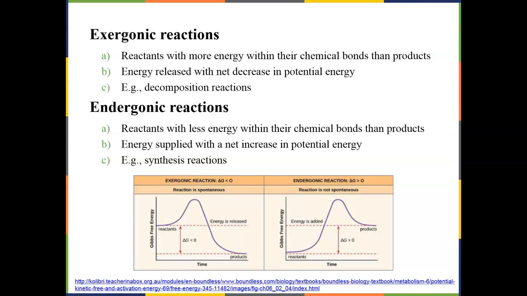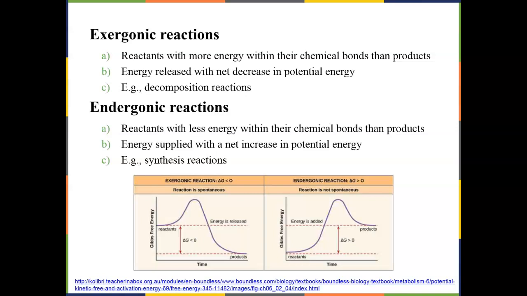What is an exergonic reaction then? An exergonic reaction is a reaction where reactants have more energy than the products produced. And so in the process, we are releasing energy. So energy exits the process. So an exergonic reaction releases energy. Exergonic reactions are catabolic reactions or decomposition reactions.